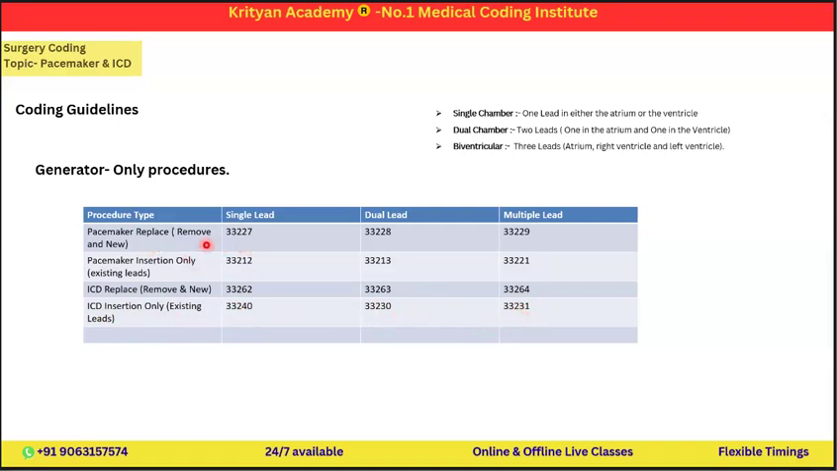So these are the codes whenever they are coming only for generator only procedures. That means only for the devices. The leads will remain the same. Okay, follow these things. For pacemaker replace, where they are only doing pacemaker replacement, which is removing the old one and placing the new one, if it is a single lead, use this code. If it is a dual lead, use this code. Multiple means this code. So these pacemaker and ICD codes all depend on the chambers, like whether it is single lead, dual lead or multiple leads.